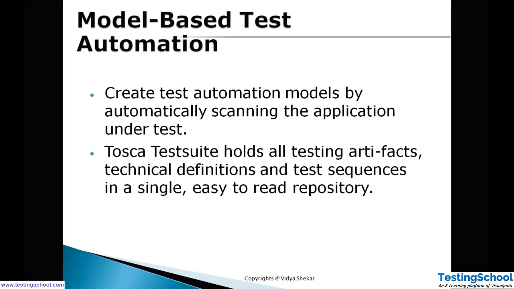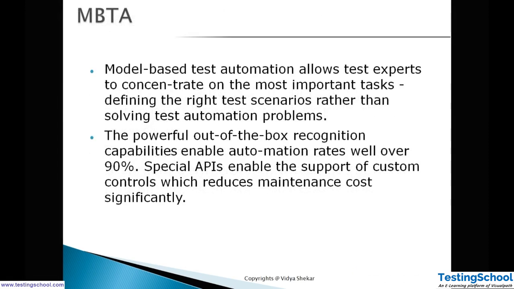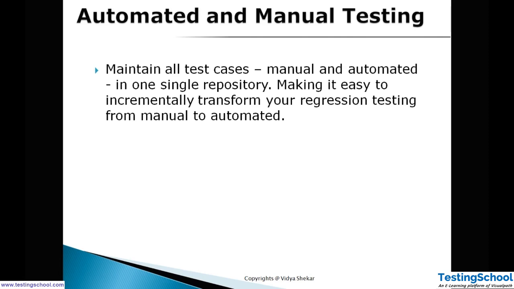So if you look at this model based test automation, you create test automation models by automatically scanning the application under test. Only one single repository is required for doing all the things like your requirements, your test cases, execution and reports. We will look more practically at the model based architecture using the tool. For the time being, I'm talking about one of the features of Tosca.